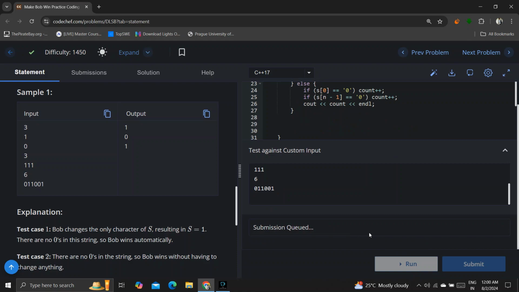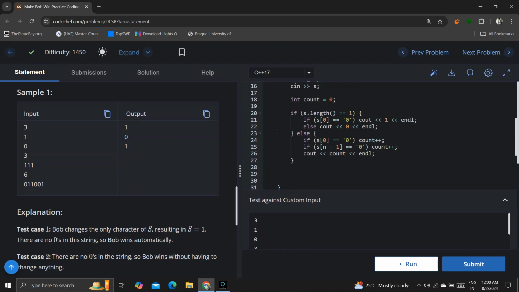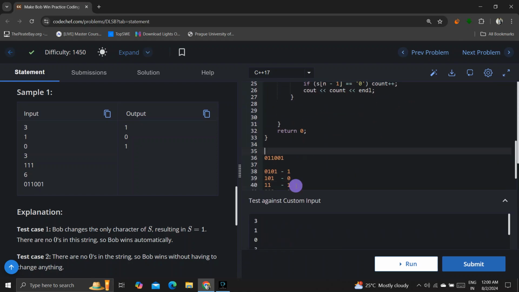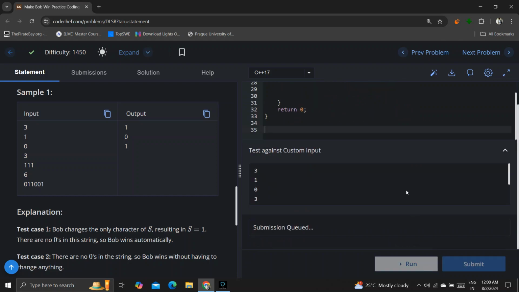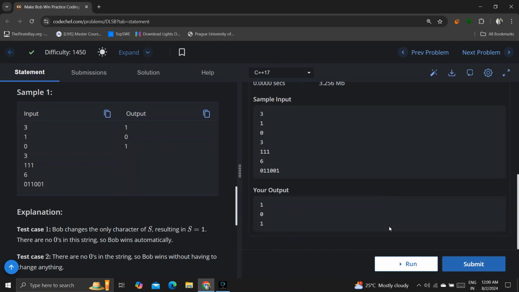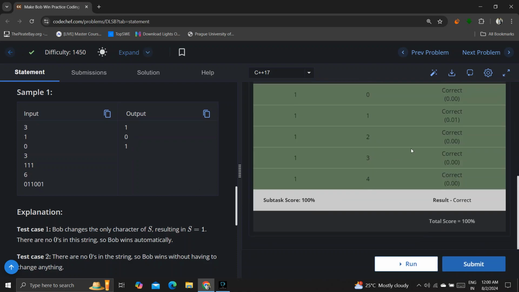And now if I run it, yes, the output is 101 as expected. And if I submit it, yes, it is submitted.